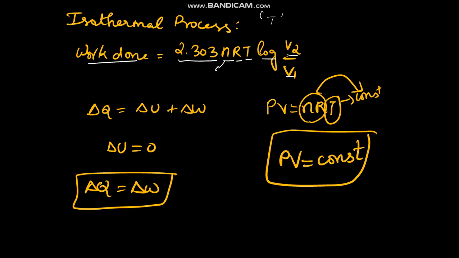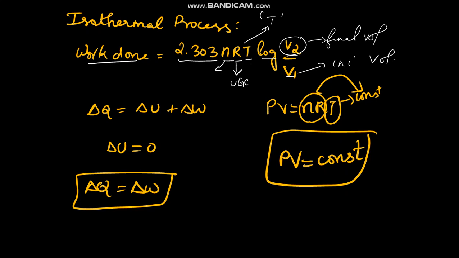n is the number of moles, R is the universal gas constant, T is the temperature, V2 is the final volume, and V1 is the initial volume.